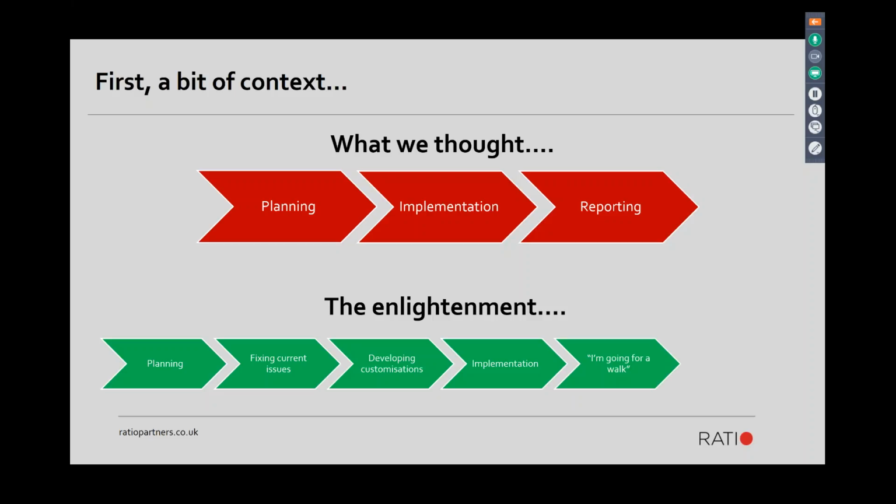And then I call it the "I'm going for a walk" phase, and my colleagues at Ratio know what this means. It's basically when you've implemented it and nothing works. What we find with virtually every project we have is that you go and plan it, implement it, deliver it, and then things don't work. And not because it's been implemented incorrectly, but because there's things with the solution that need to be fixed, or there's little tweaks that need to be made to get it working.